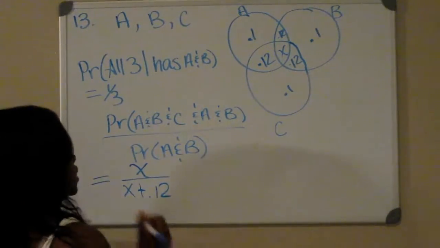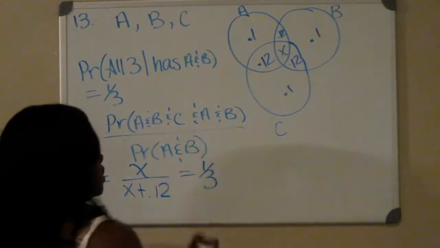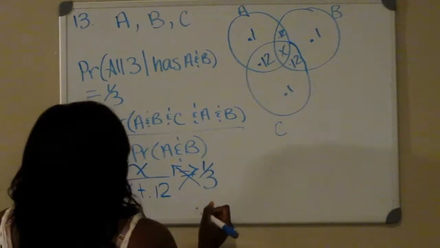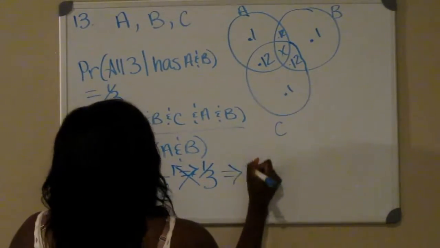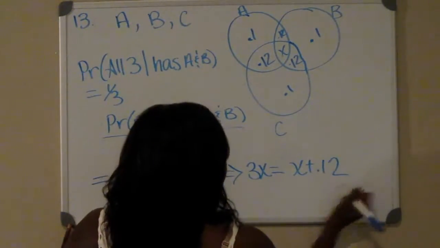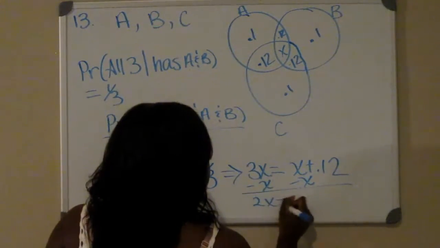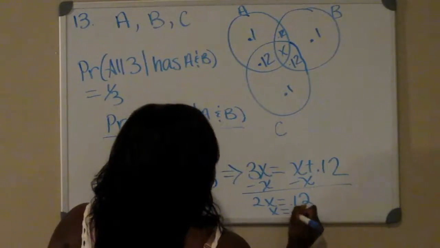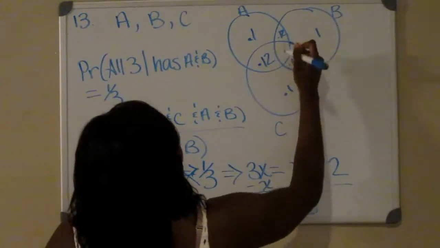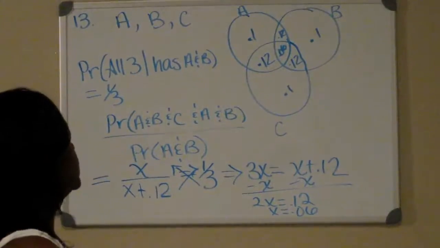Alright, so now we'll solve for x. We know that this right here is equal to 1/3. Okay? And I'm going to do cross multiplication, which would give me 3x is equal to x plus 0.12 minus x minus x. 2x is equal to 0.12, x is equal to 0.06. So all of that just to figure out that next portion.